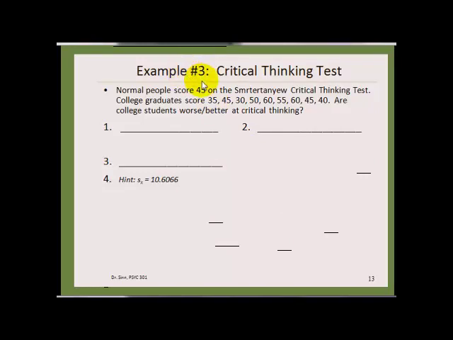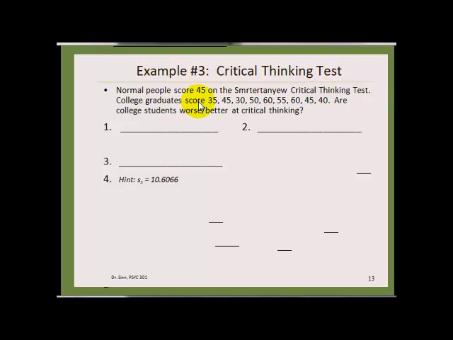So example number 3, the critical thinking test. Let's assume that we had 45 people take the, can you pronounce this? It's the smarter than you, get it? Smarter than you critical thinking test.